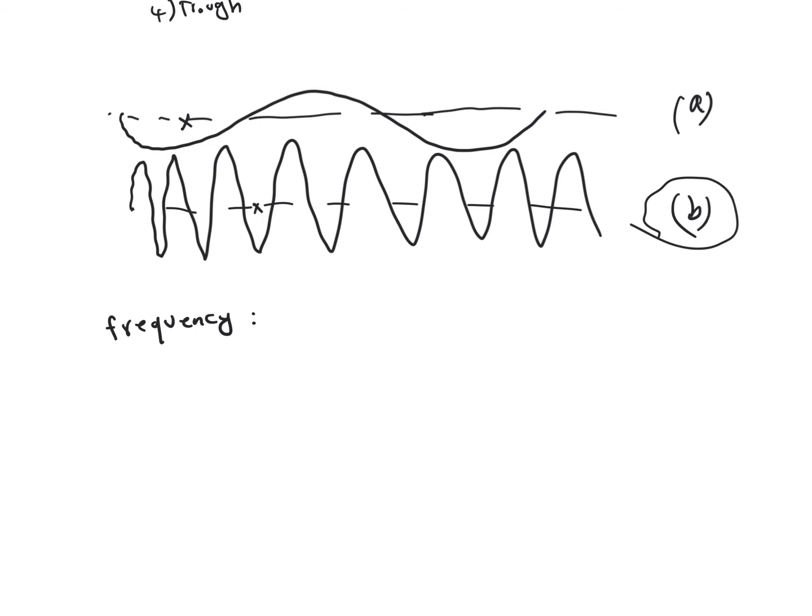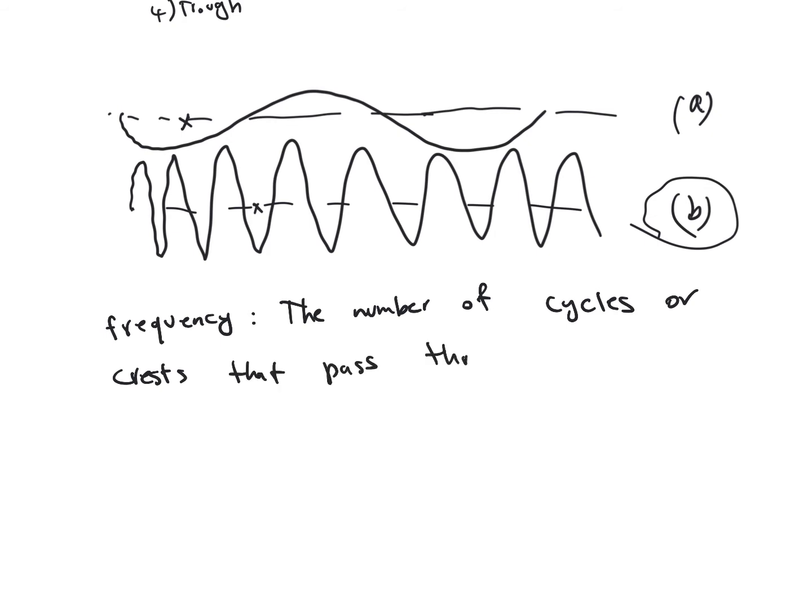And I'm going to write the definition again too. Frequency is the number of cycles or crests that pass through a stationary point in 1 second. And you can see why wavelength and frequency are reversed, right?